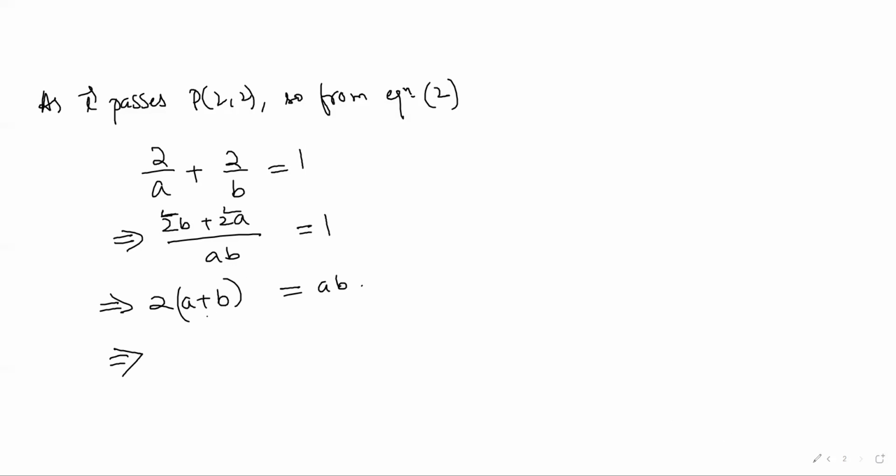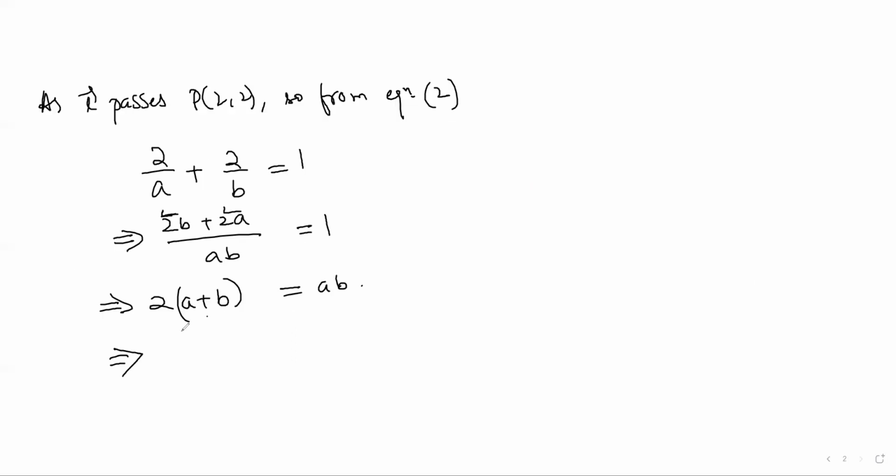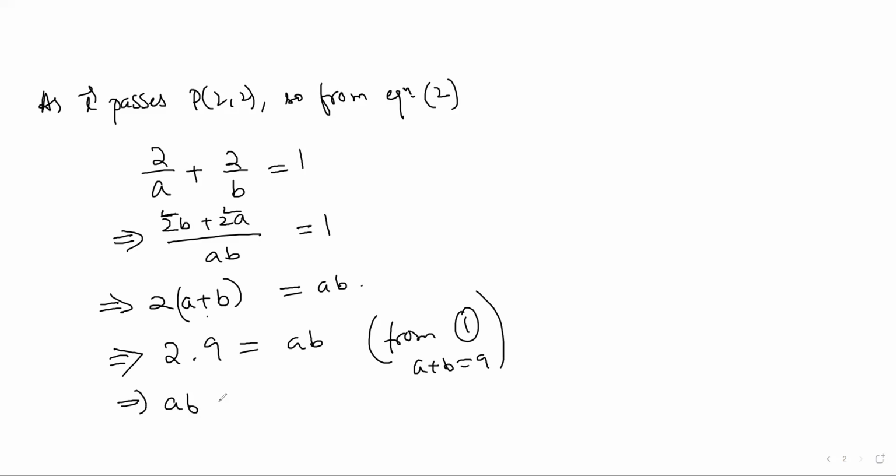Anyway, A plus B, according to equation 1, is 9. Right? A plus B is 9, and A times B is what? That is our equation number 3.